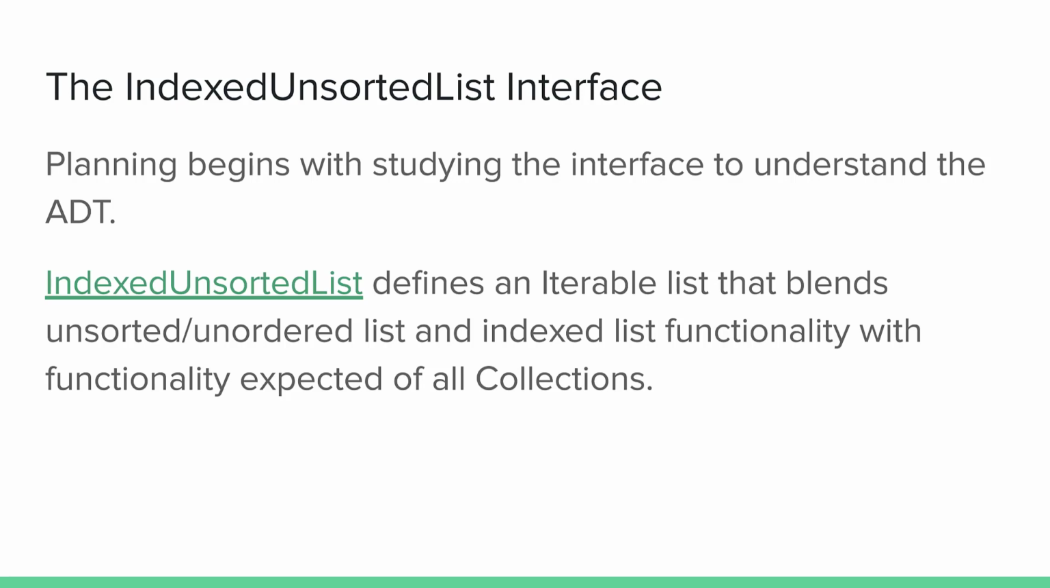So in general, the indexed unsorted list interface defines an iterable list that blends basic unsorted or unordered list functionality with indexed list functionality and methods that are expected out of all Java collections, things that are in the Java Collections API.